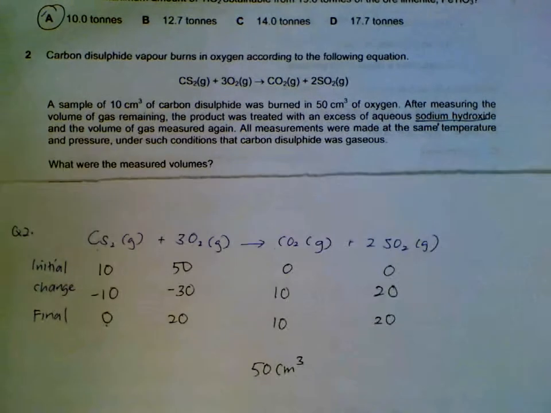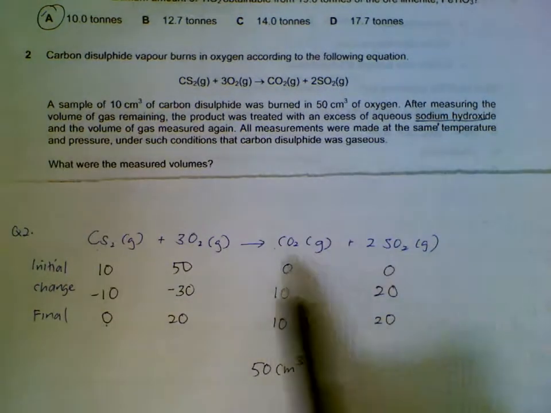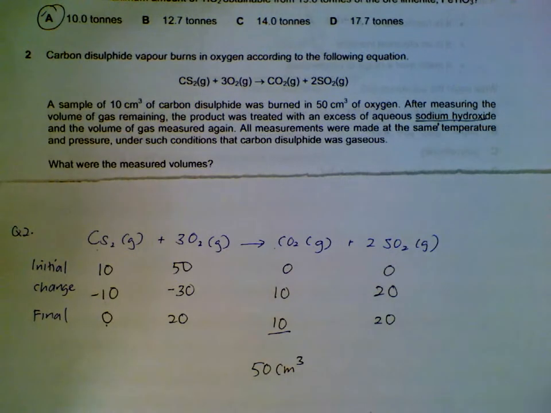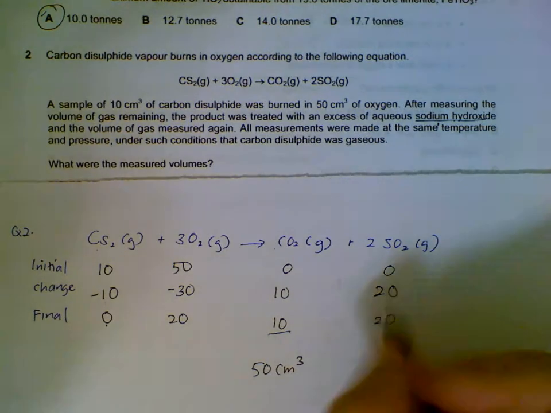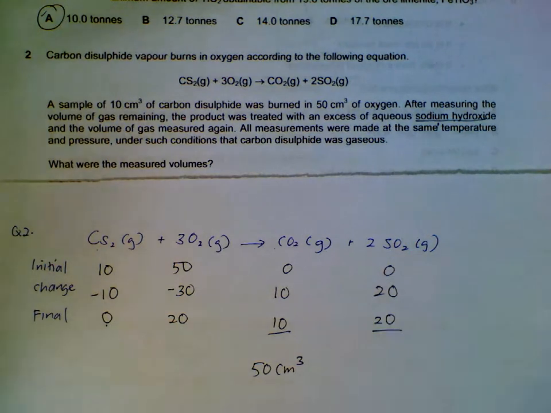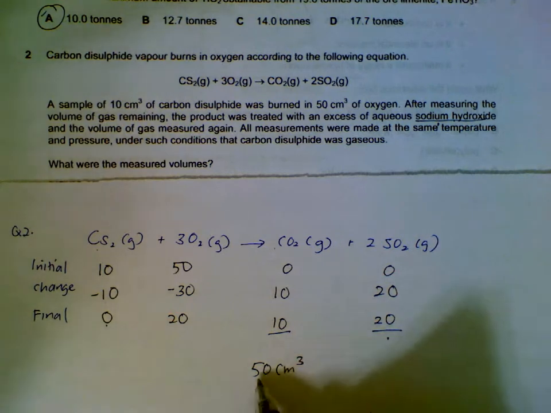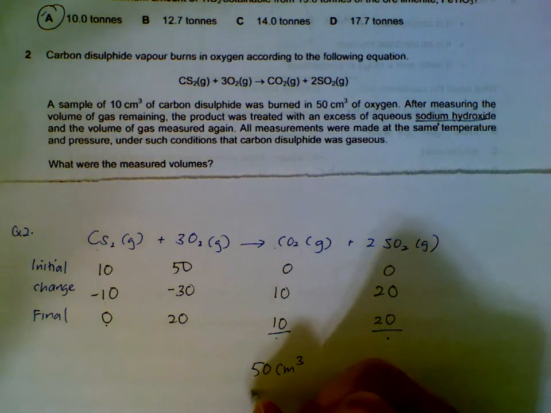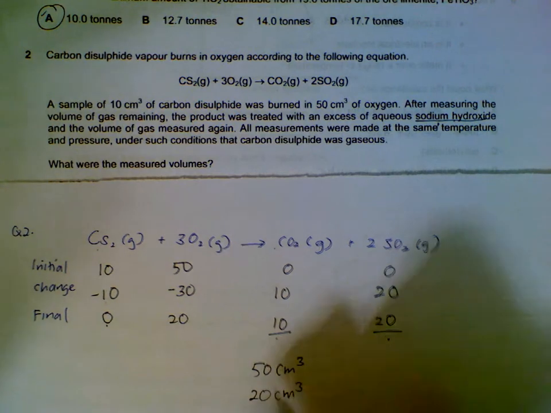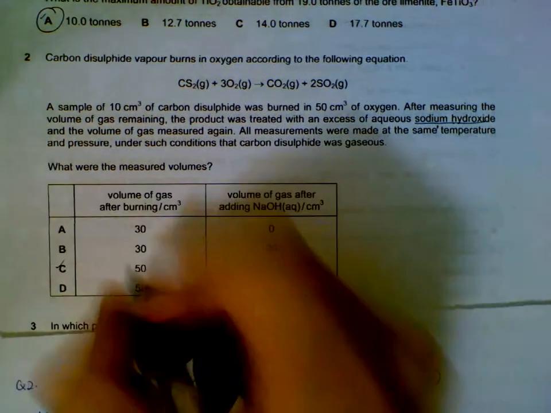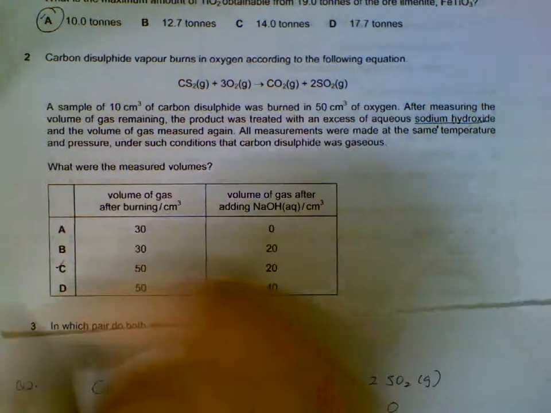Okay. And then I mentioned the sodium hydroxide will absorb carbon dioxide. Okay, I did not mention that actually sulfur dioxide will also be absorbed because it is also acidic. So we have 50 in total. When 30 is absorbed, we only have the 20 cubic centimeter of oxygen left. 50, 20.